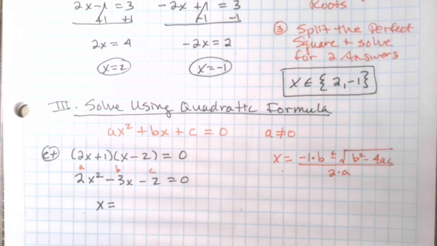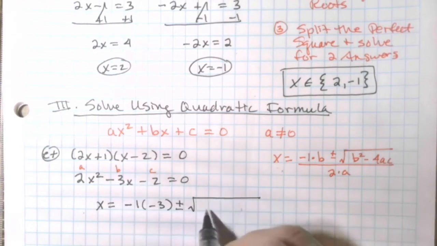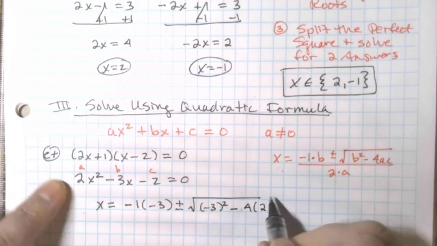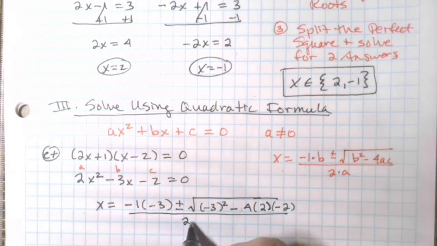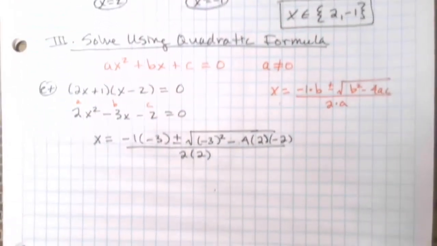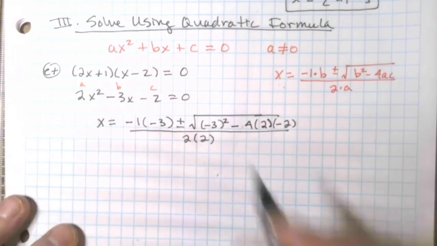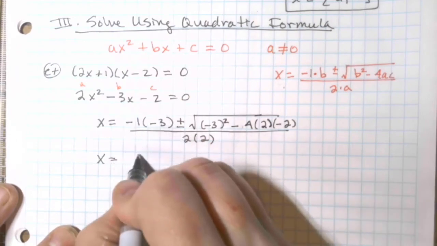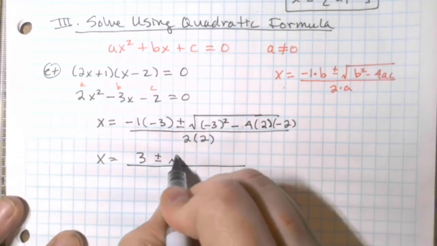So now we're going to place a, b, and c into the formula. So negative 1 times b, which is negative 3, plus and minus the square root of b squared, so negative 3 squared, minus 4 times a, which is 2, times c, which is negative 2, all over 2 times a, which is 2. The biggest challenge with using quadratic formula is just simplifying it without making a mistake. You can simplify the front and the bottom in the beginning. So you have a positive 3 and a 4 on the bottom. This inside, though, takes a couple steps.